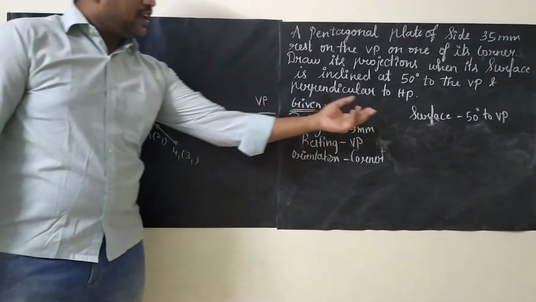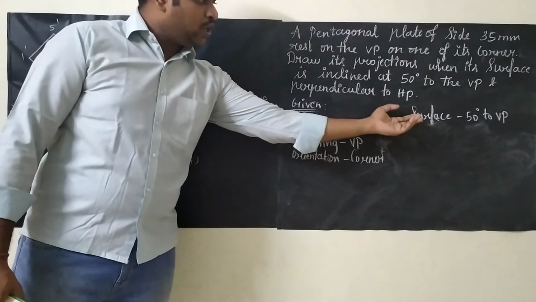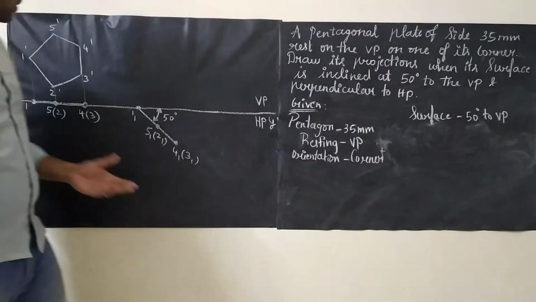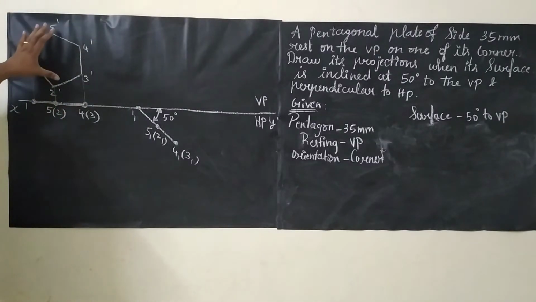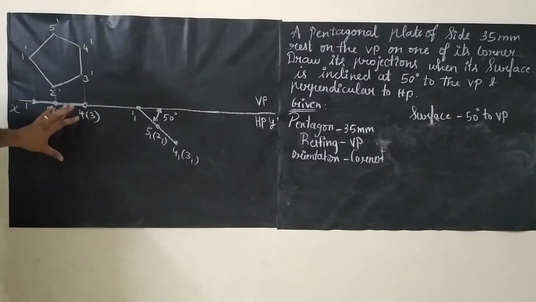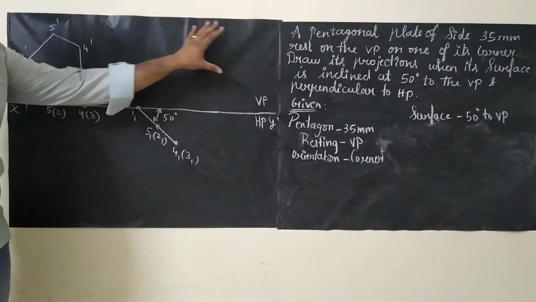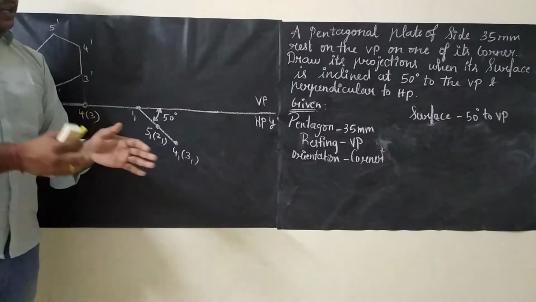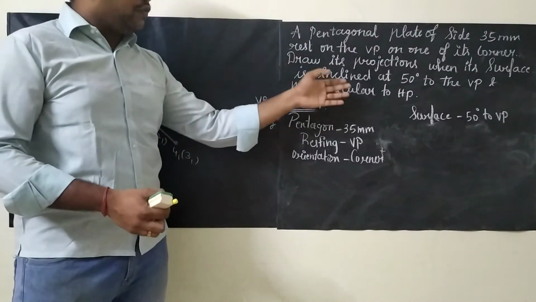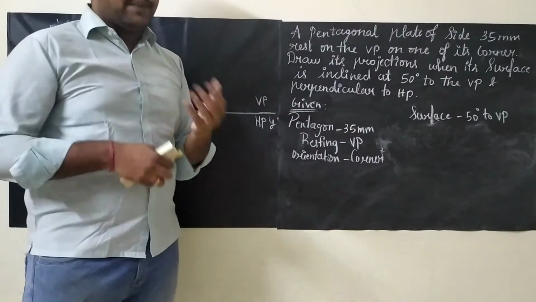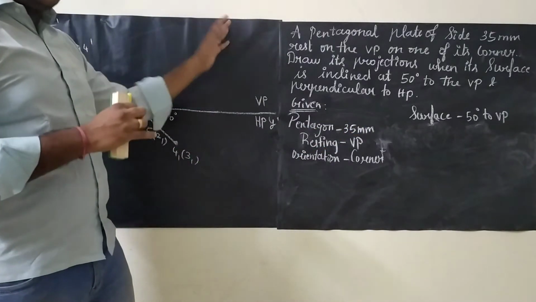The next data is the surface inclination. The surface is inclined 50 degrees to VP. So this is the surface. Whatever diagram you are drawing here is the initial position or basic diagram, the next will be the surface inclination, and the third diagram will be the edge inclination. But in our case, this is the basic sum, so we are not having any edge inclination. We will be closing the sum with surface inclination. In upcoming videos, we will be seeing the edge inclination.